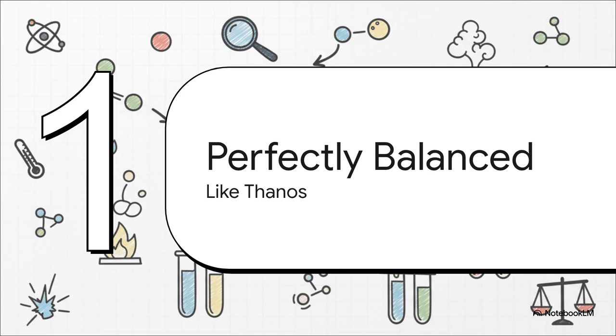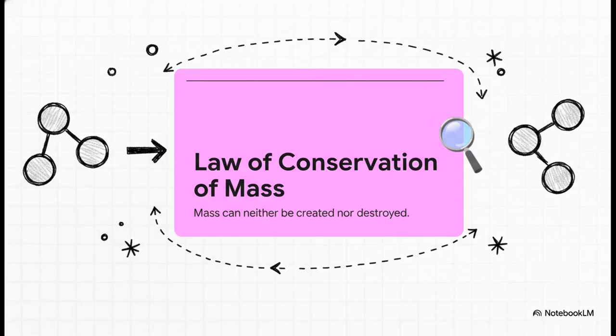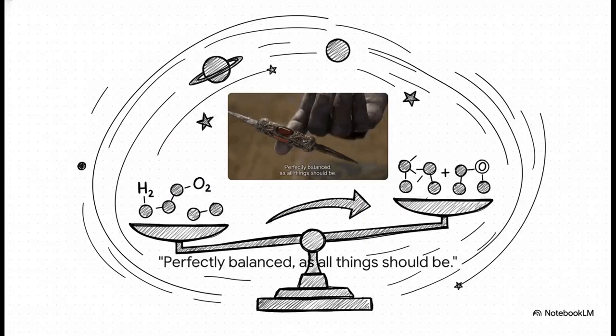And there is one really, really important rule. It's not just a chemistry rule, it's a fundamental law of the entire universe. And, as a certain big purple guy once said, everything must be perfectly balanced. This is the law of conservation of mass. It sounds complicated, but it's actually super simple and totally non-negotiable. You can't create atoms out of thin air, and you can't make them just disappear. All you can do is rearrange them. So whatever atoms you start with, you have to end up with the exact same number. And there you have it. The universe itself demands balance.